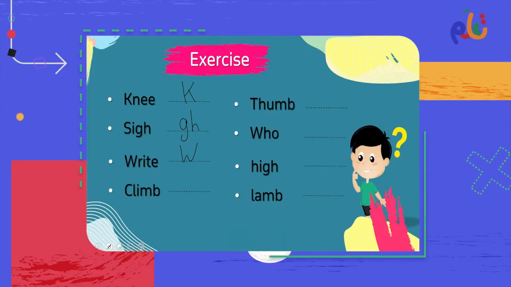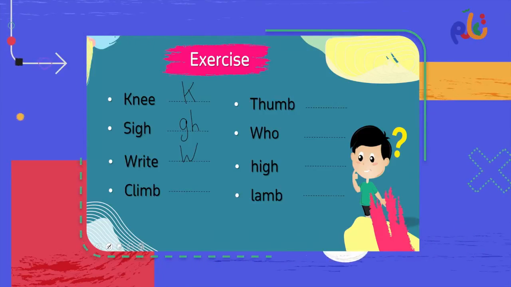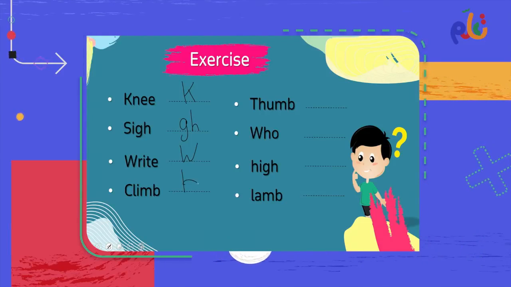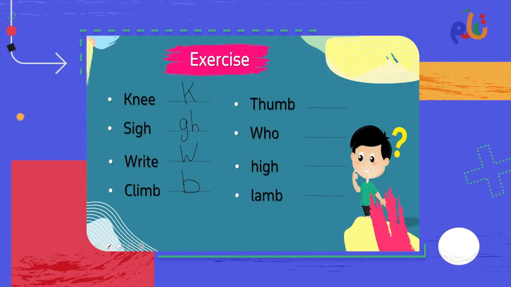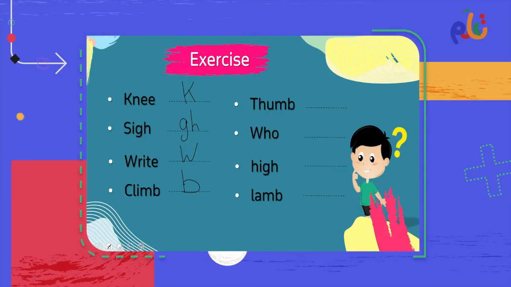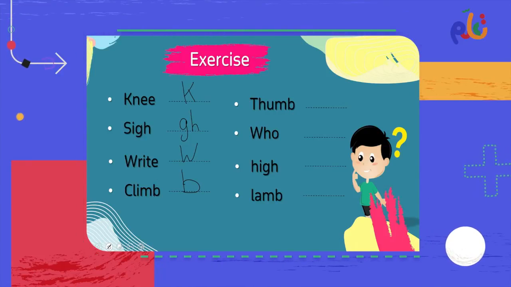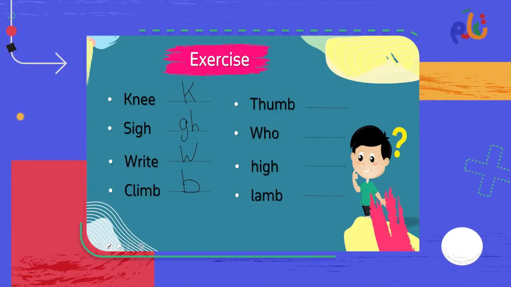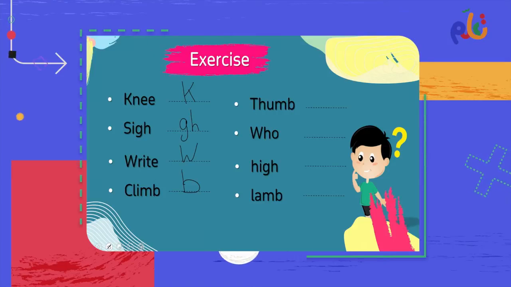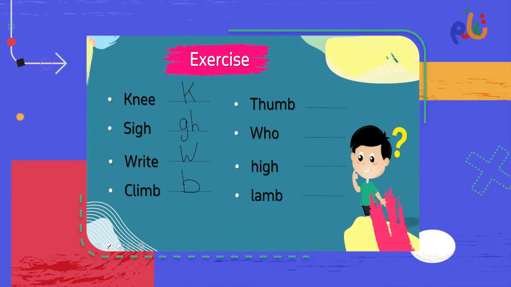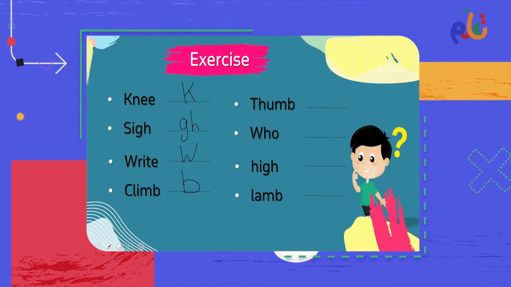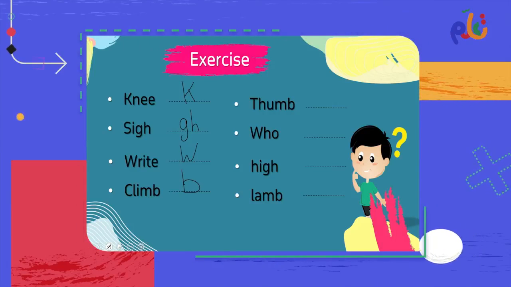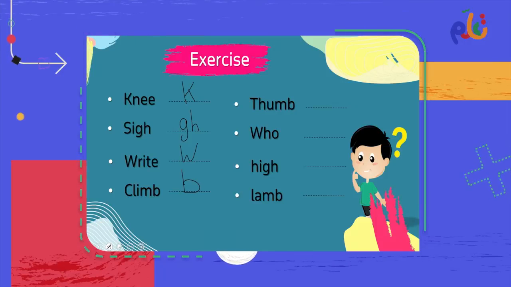Climb. Perfect. The letter B is my silent letter. Climb. زي ما قلنا قبل كده. When M is followed by B in our last session, B is silent. When M appears in a word before the B, الB بتبقى silent. Now, thumb.